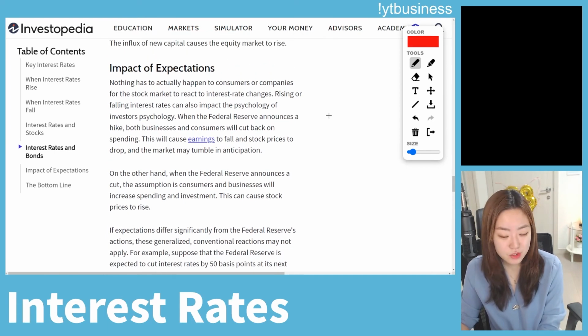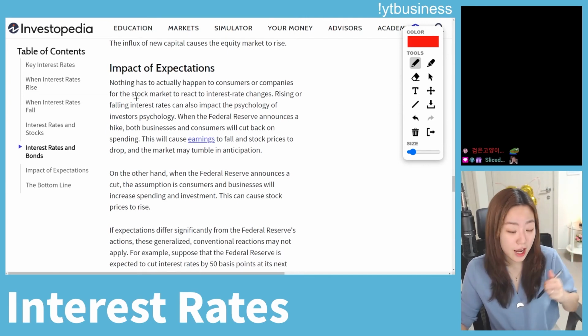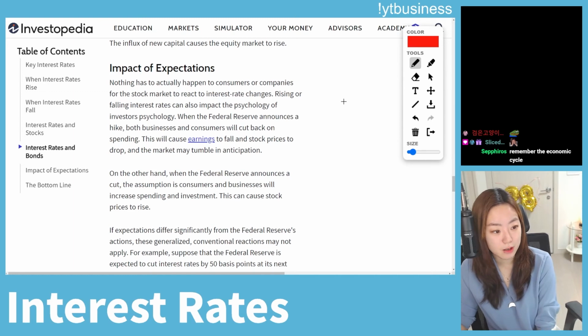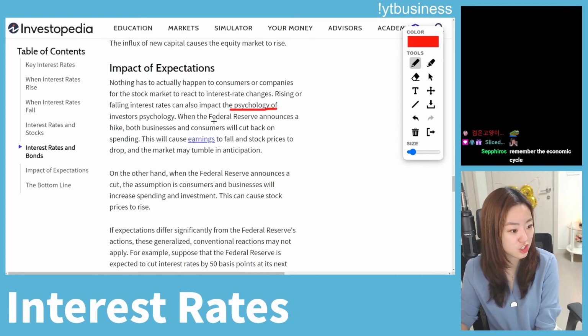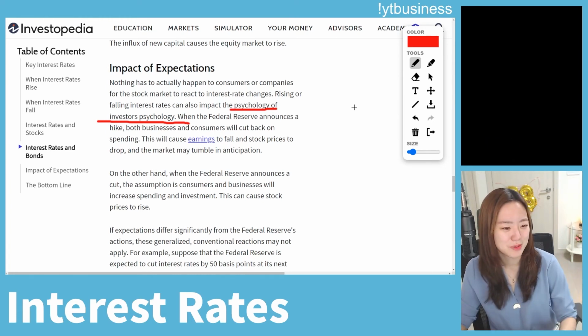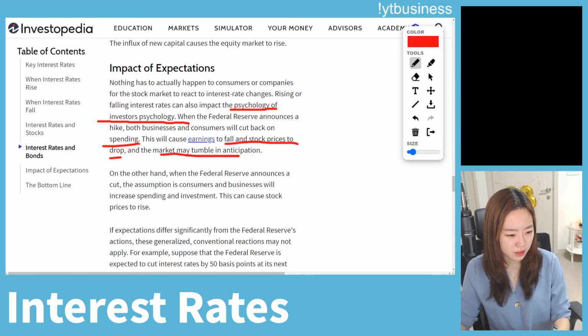The impact of expectation. We're almost done, guys. Don't worry. Just hang on. Nothing has to actually happen to consumers or companies for the stock market to react to interest rate changes. Raising or falling interest rates can also impact investors' psychology. Well, obviously. Okay. When the Federal Reserve announces a hike, both businesses and consumers will cut back on spending. That's true.